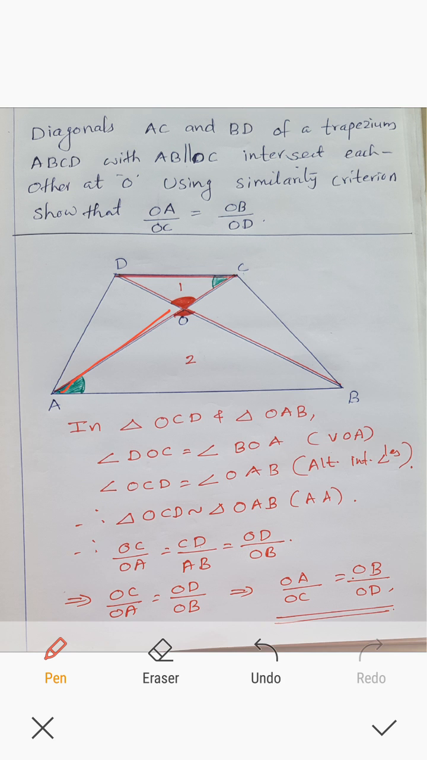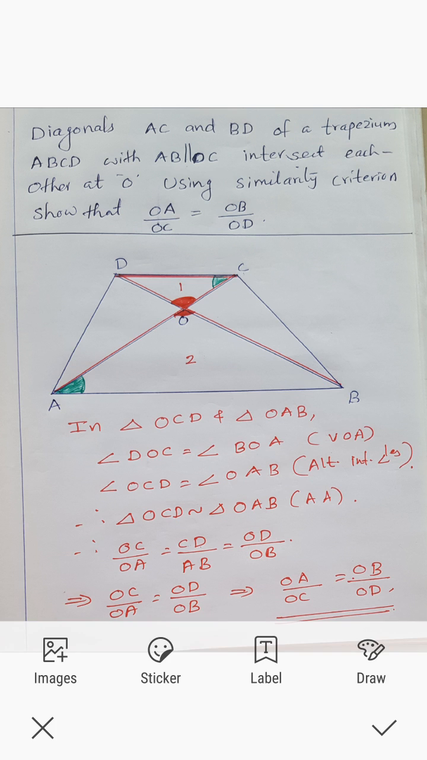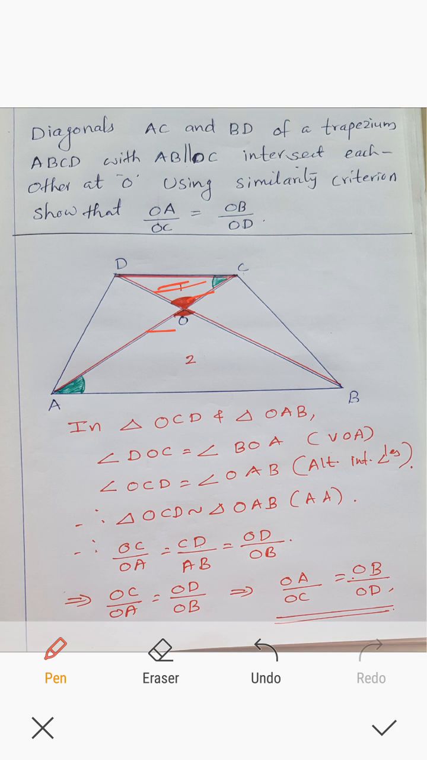OA, OC, OB and OD are the sides of these two triangles, isn't it? This is the smaller triangle and this is the comparatively bigger triangle. That is what I marked here, triangle 1 and triangle 2. If we are able to prove these two triangles are similar, we can easily write the ratio of the corresponding sides and we will reach the required result. For that, check how we can prove the triangles to be similar.